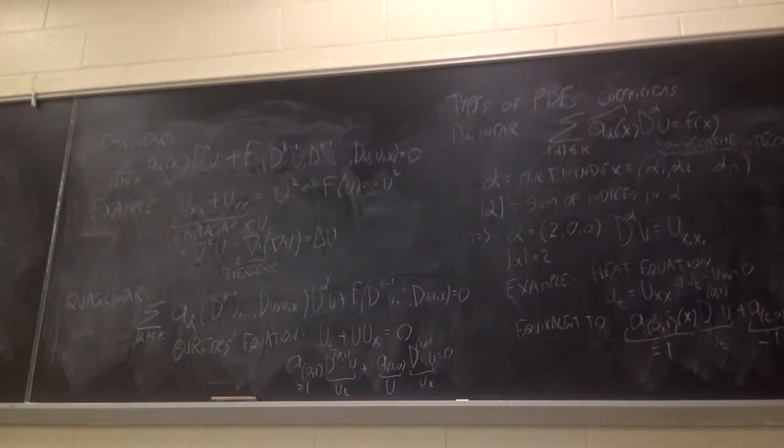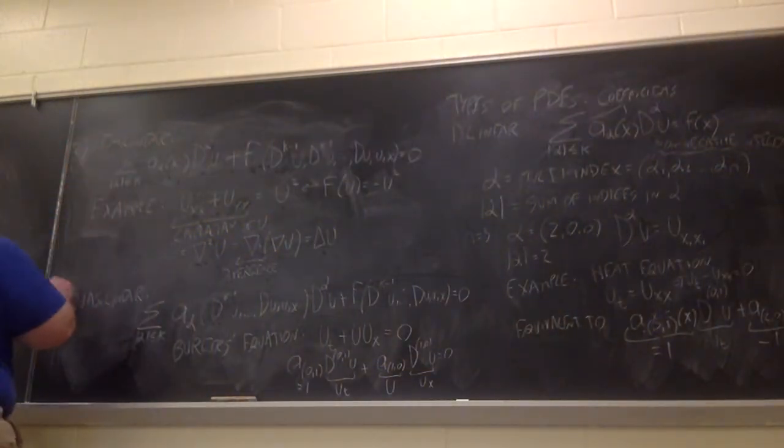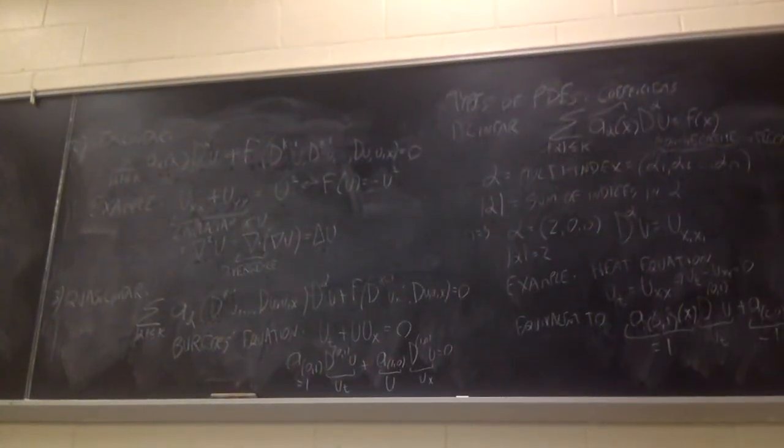So that's a quasi-linear. And then if we have a PDE that doesn't fit into any of these baskets, I should number these, that is called fully nonlinear. So those are the worst kind.